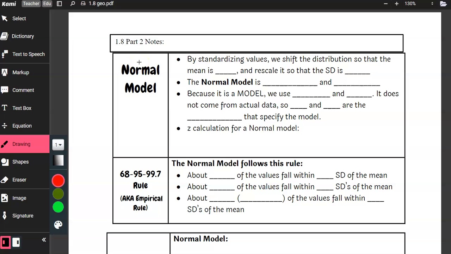This video is for section 1.8. This is part 2, and the notes have to do with using a normal model. So here we're going to discuss what is a normal model and something called the 68, 95, 99.7 rule, and it is also known as the empirical rule.